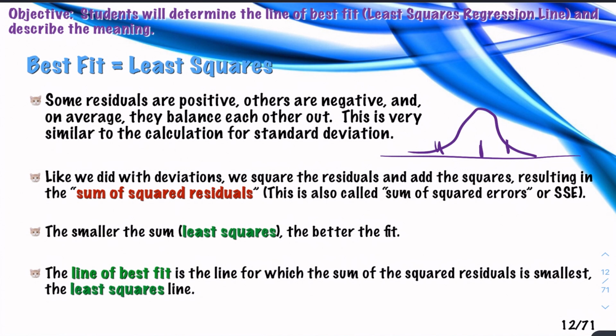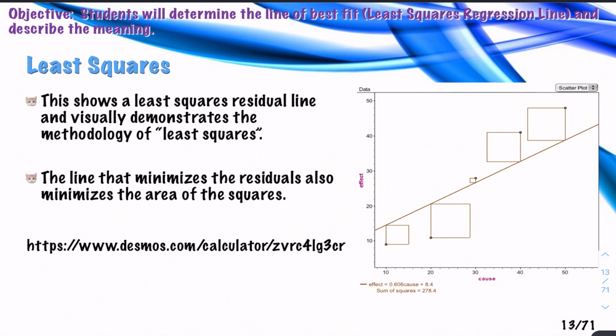The smaller the sum, or least squares, literally, the better the fit. And the line of best fit is the line for which the sum of squared residuals is the smallest, the least squares line, which is where we come up with the least squares regression line. So this shows a least squares residual line and visually demonstrates the methodology of least squares. The line that minimizes the residuals also minimizes the area of the squares.